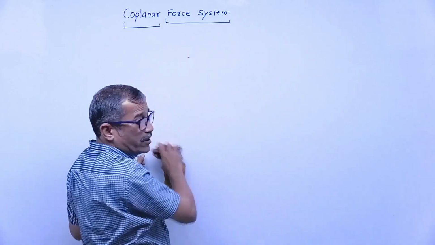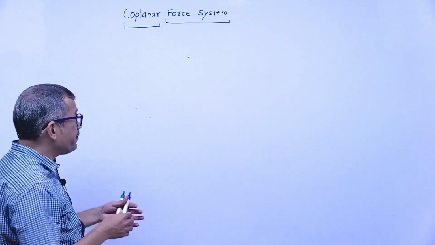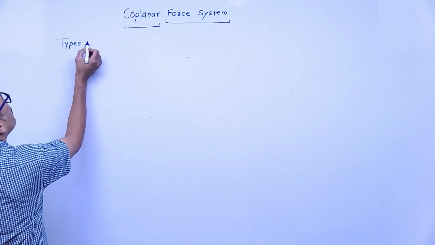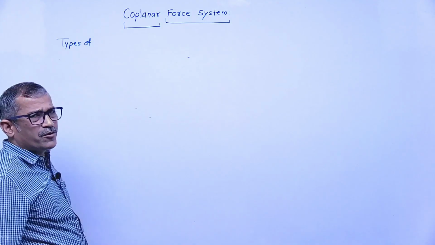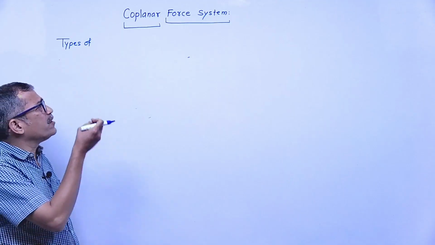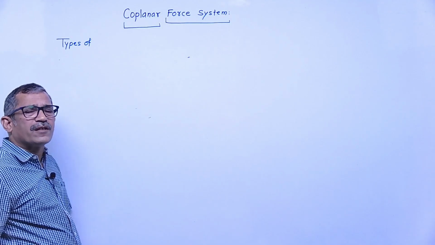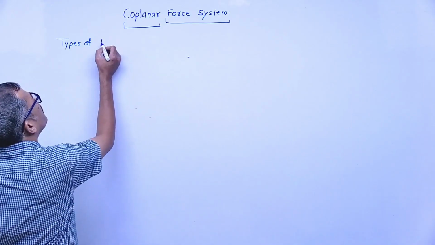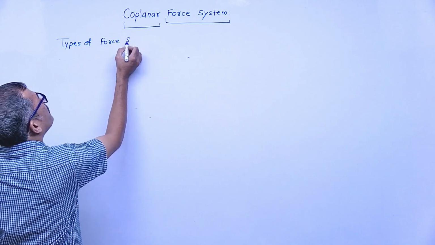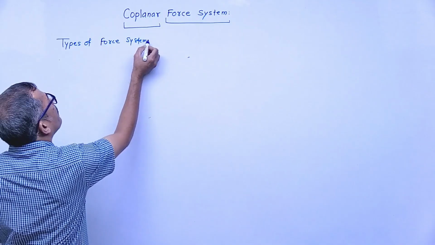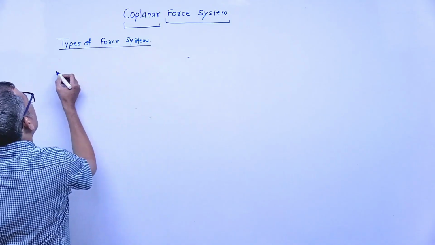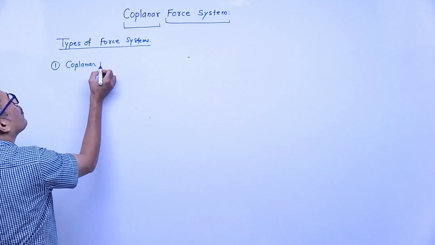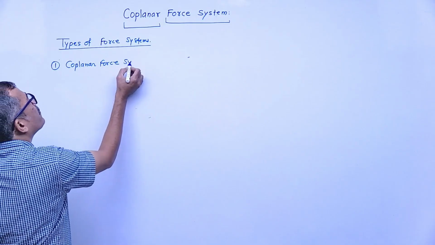Now the next point. We'll write in one line: types of force system. Note down. In most exams some theory questions may be asked, so this is one of the theory questions. What are the types of force system? Types of force systems: Number 1 is coplanar force system.